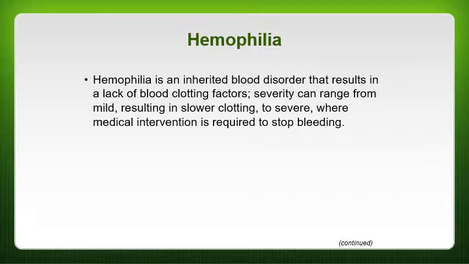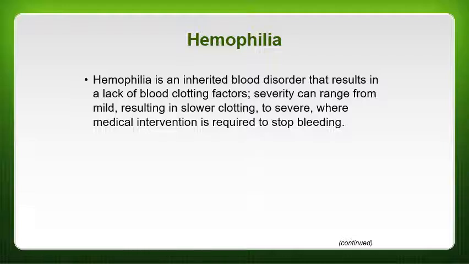So hemophilia is an inherited blood disorder that results in a lack of blood clotting factors. Again, the severity can range from mild, resulting in slower clotting, to severe, where basically anytime someone would be bleeding, they would require medical intervention. The way it gets categorized is based on the percentage of clotting factors. At 1% of circulating factors, they'd be classified as severe. 2 to 5% would be moderate, and anywhere from 6 to 40%, they'd be considered mild.